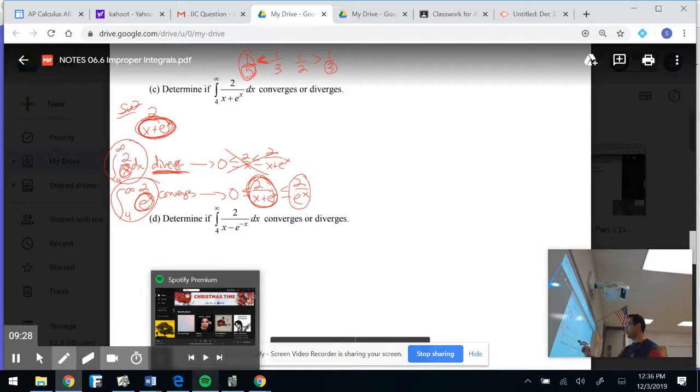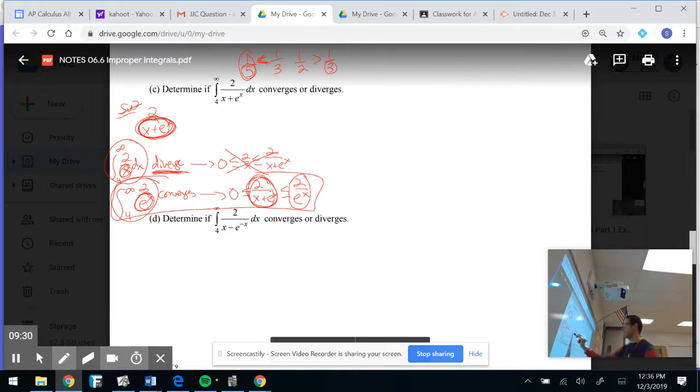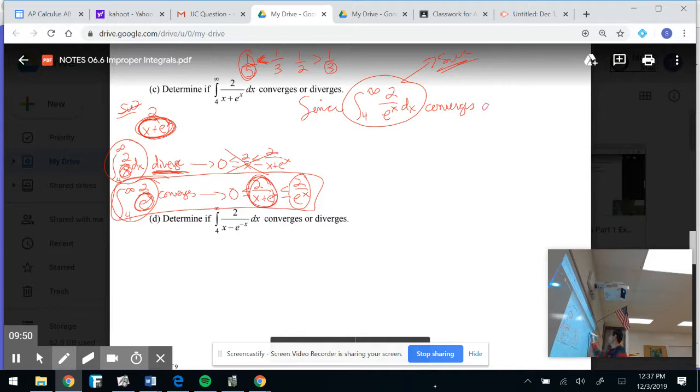So that means I'm going to use this piece right here, and I just have to write a statement. Since the integral from 4 to infinity of 2 over e to the x dx converges. Right, class, it converges. How do I know that? Well, go do side work and prove it. But we've actually already done that, right? And I have to have an inequality, and the inequality has to be 100% true.